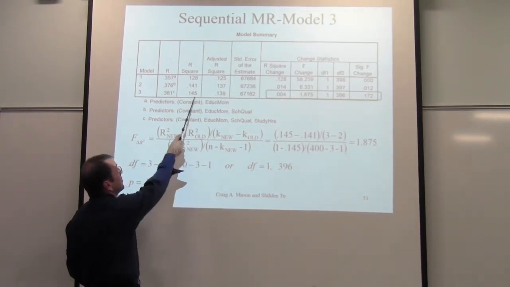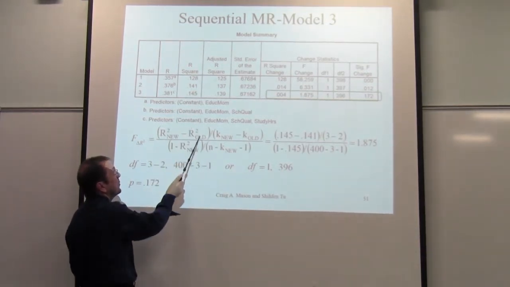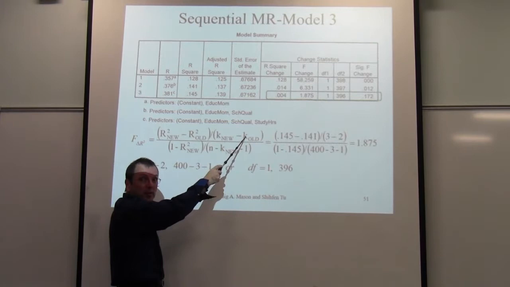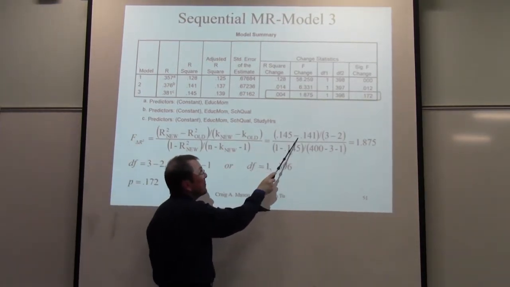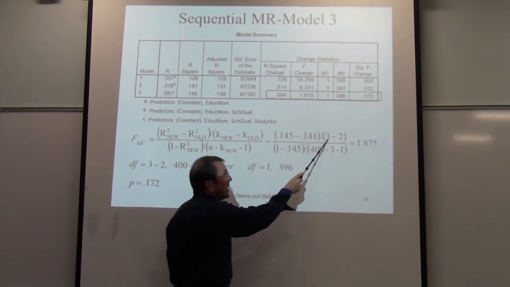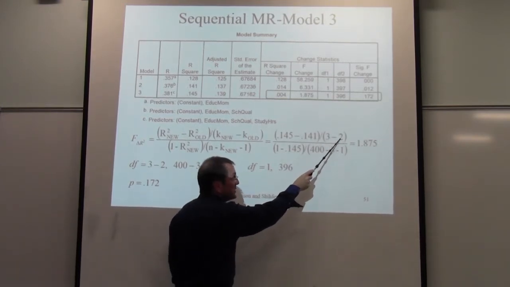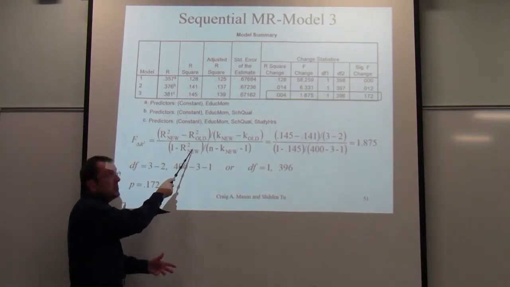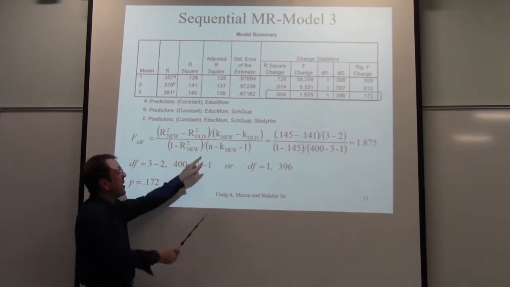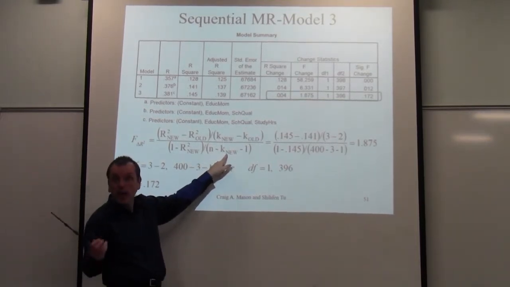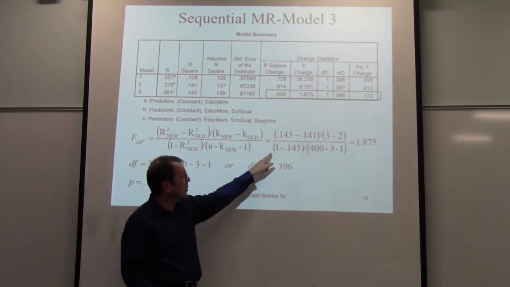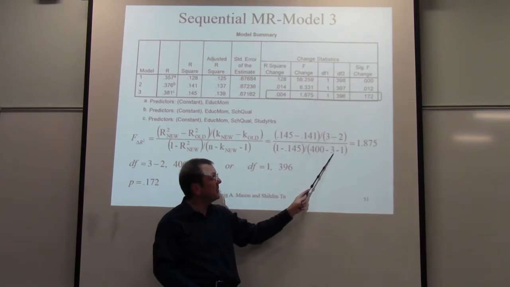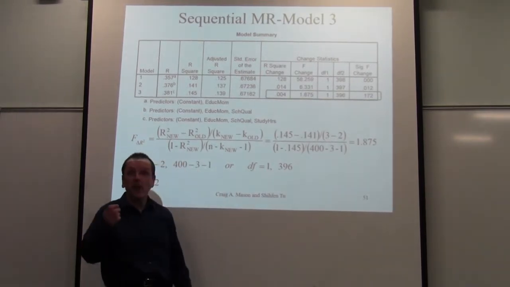So the R squared new, 0.145, minus R squared old, 0.141. The k new is 3. The old k, our old number of variables, was 2. So it's 0.145 minus 0.141, divided by 3, the new number of variables, minus 2, the old number of variables, divided by 1 minus the new R squared, 0.145, divided by n minus our new k, 3 minus 1. It's 1 minus 0.145, divided by 400 minus 3 minus 1. That is 1.875, our F.